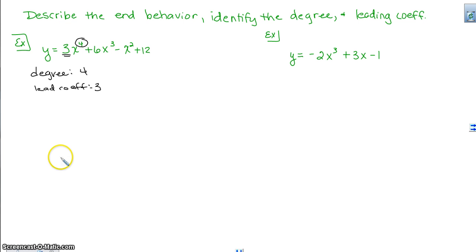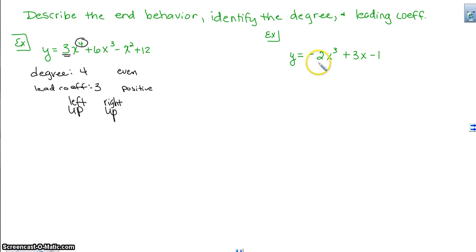So that being said, our end behavior: the degree is even. Our leading coefficient is positive. And so if you go back to that chart, even and positive means that our graph is going to have end behavior that is up on the left and up on the right. Okay, so up and up.